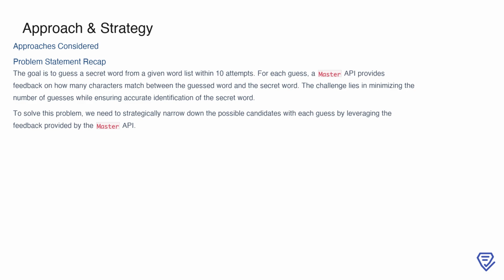To tackle the Guess the Word problem, our goal is to determine a secret word from a list using at most 10 guesses. Each guess receives feedback from the Master API, which tells us how many characters in our guessed word match the secret word at the exact positions. The challenge lies in minimizing the number of guesses while still accurately identifying the secret word. To achieve this, we need a strategic approach to progressively narrow down the list of possible candidates based on the feedback we receive at every step.